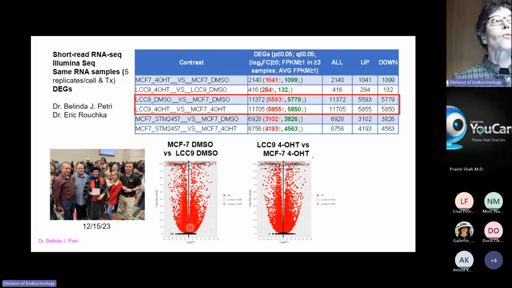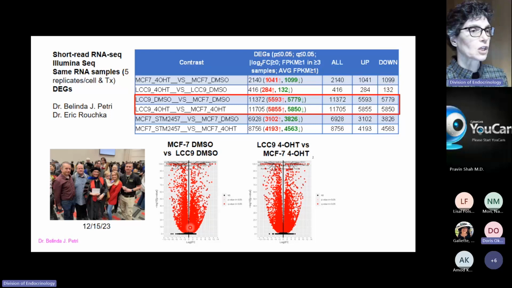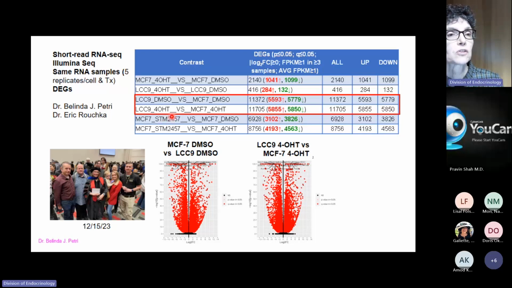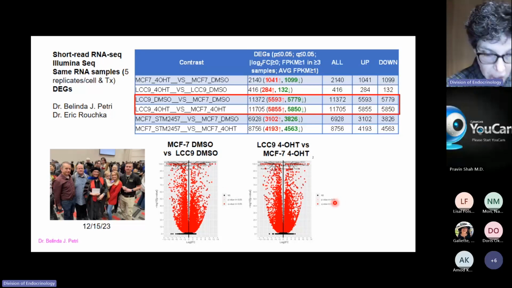And in parallel with the direct RNA sequencing by nanopore, so that's long read sequencing, I neglected to say that, we also did short read RNA sequencing with Illumina on the very same samples, again with the same number of replicates, 5 replicates per cell line and treatment group, to identify differentially expressed genes. And so here are the numbers of differentially expressed genes comparing different samples, and you can see the most differences between LCC9 versus MCF7 cells, whether treated with vehicle control or treated with 4-hydroxytamoxifen.